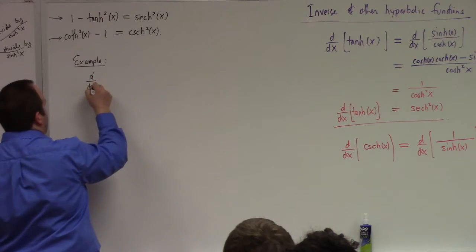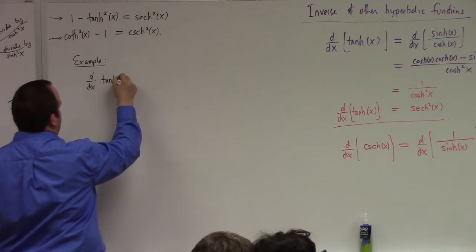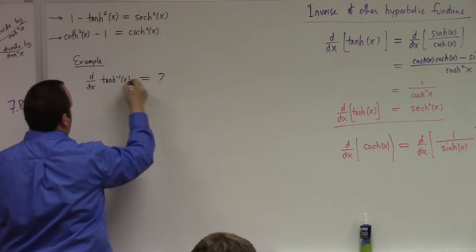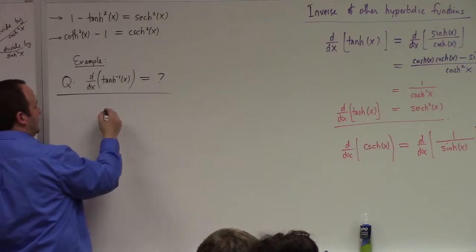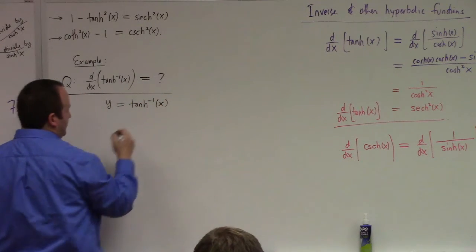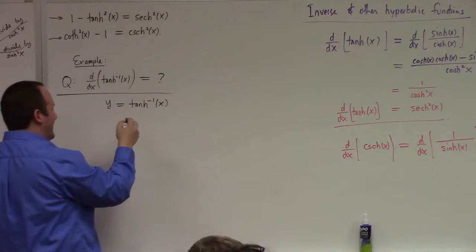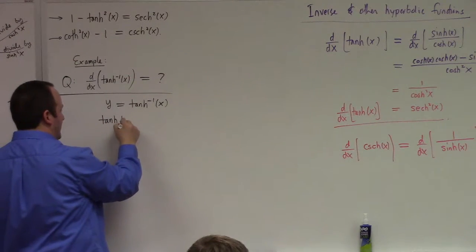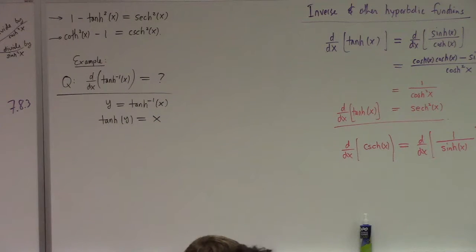So finally, what's d/dx of the inverse hyperbolic tangent of x? So there's my question. Same song and dance. Let y equal the inverse hyperbolic tangent of x. What's my next step? Right, you're one step ahead of me. Take the hyperbolic tangent of both sides. We get hyperbolic tangent of y equals x. Now differentiate both sides implicitly.